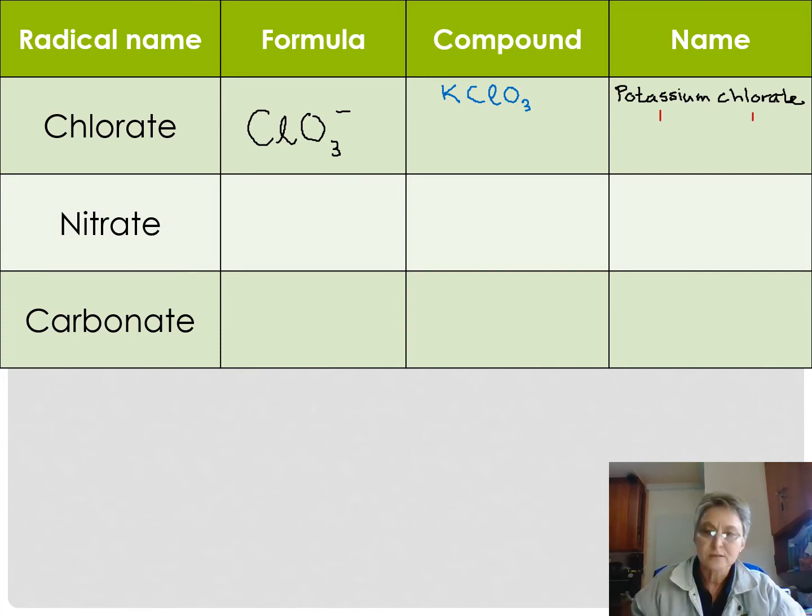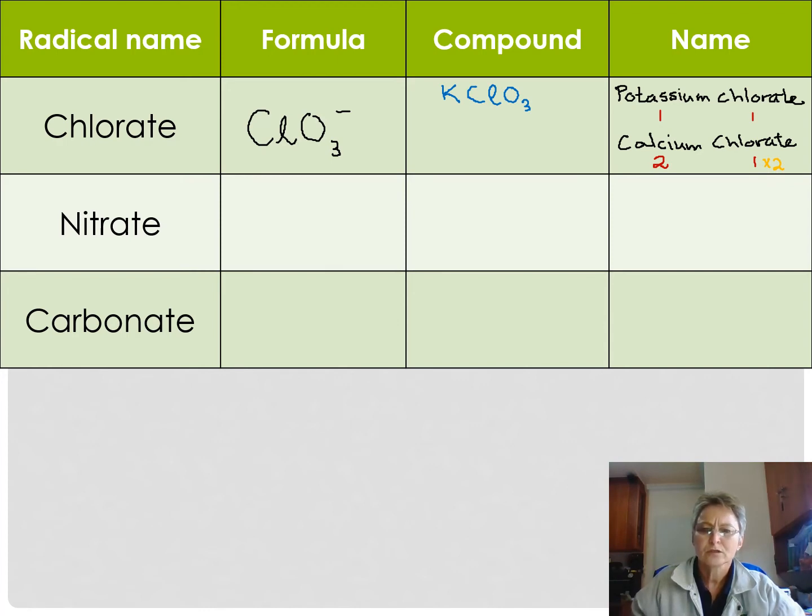Let's do another example with chlorate. Let's go for calcium chlorate. Now calcium is an element in group 2, so its valency is 2, and chlorate has a 1 negative charge on it, so its valency is 1. To make these numbers equal, we need to multiply the 1 by 2. So you will need 2 chlorates to join to a calcium.